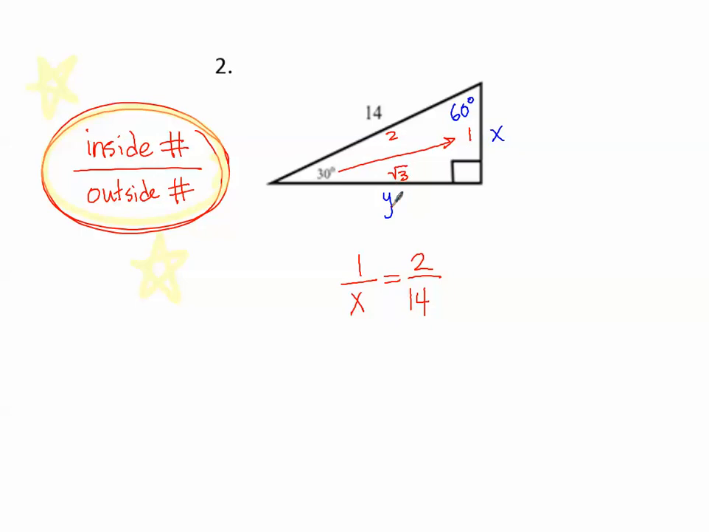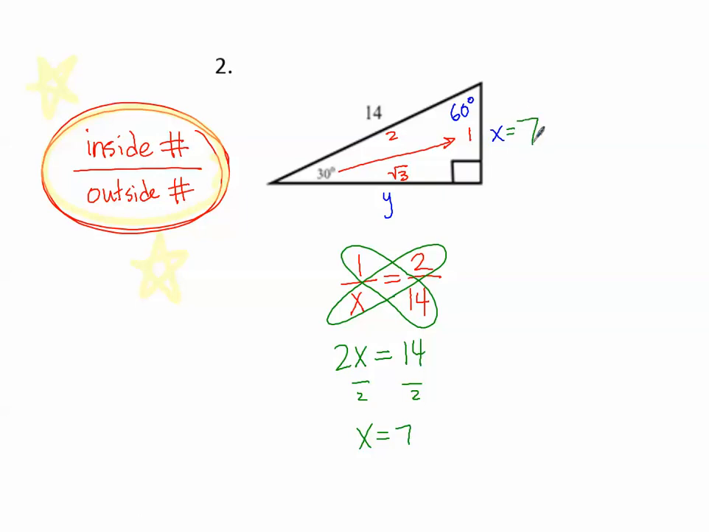We can't use the y yet because we don't know that side. We're going to use a side that we know. Now we can cross multiply. 2 times x is 2x equals 1 times 14 is 14. Divide both sides by 2 and x equals 7. This side, 7. Done.